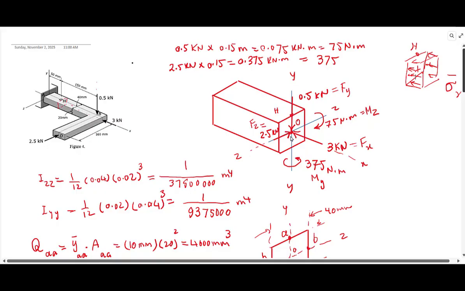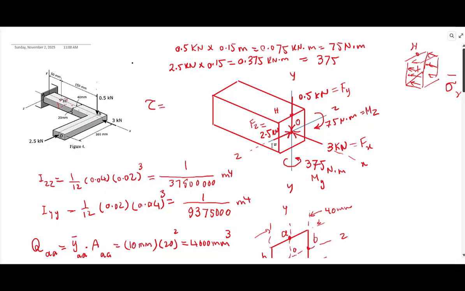All right, now we realize two other forces, 0.5 and 2.5. These are shear forces, and they result in a transverse and longitudinal shear stress distribution over this cross section. So transverse over this cross section, with 0.5 you would have a shear stress which starts from 0 at H and becomes maximum at O.